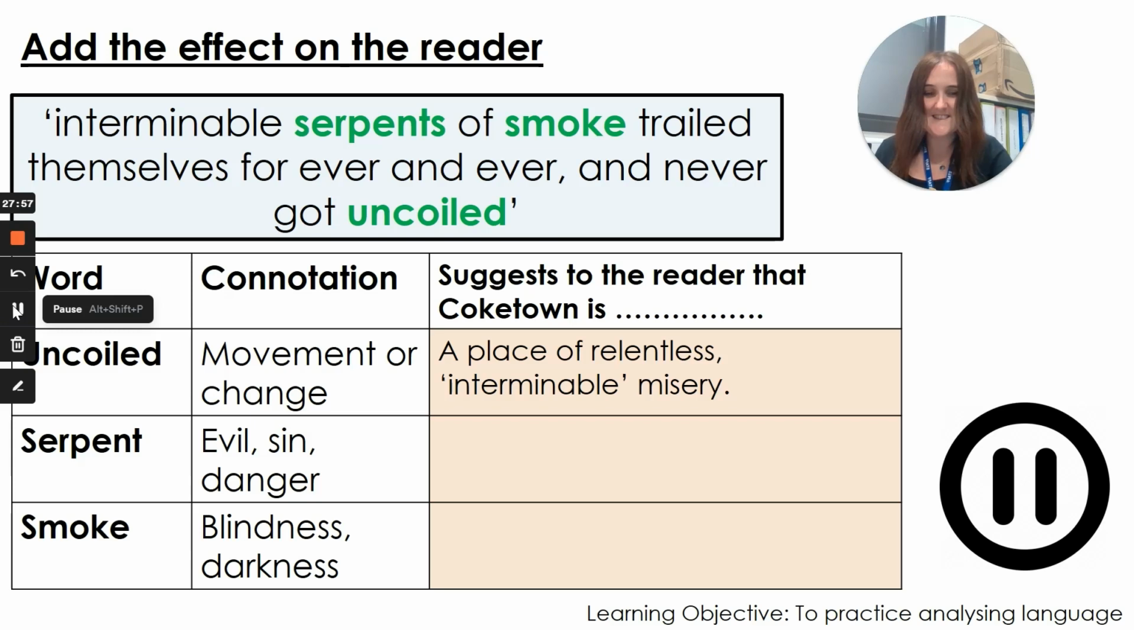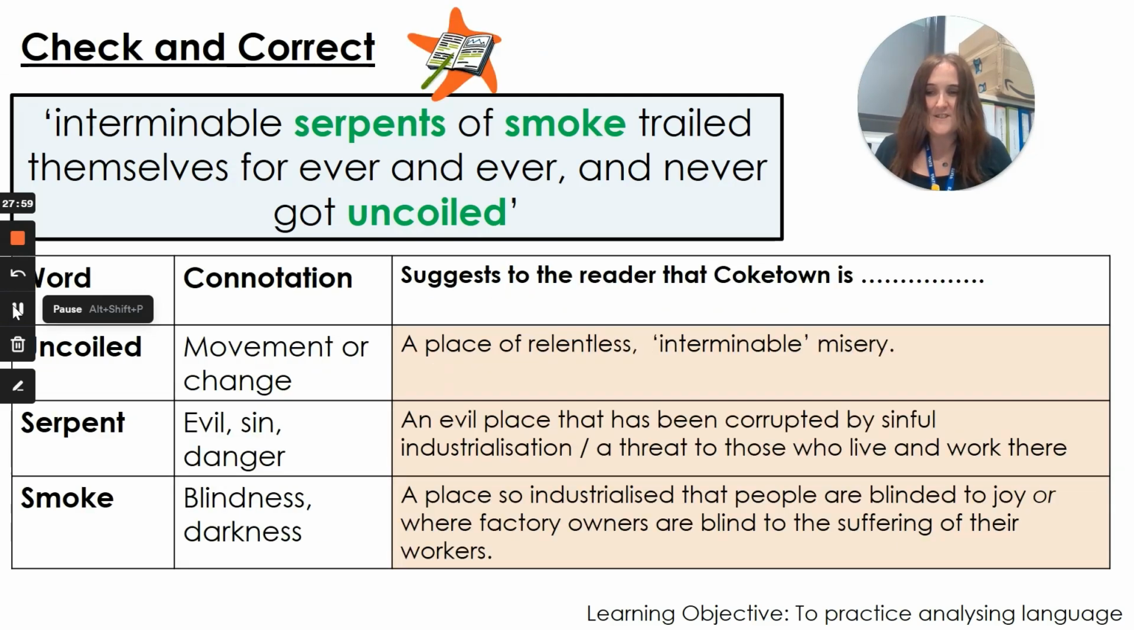Okay, ready to go through some answers? Here we go then. You, of course, would maybe have some slightly different answers, but definitely add to your notes or tick if you've got anything similar to mine. So a serpent, we've got that link with evil and with sin. So I would think it suggests that Coketown is an evil place. It's been corrupted by the sins of industrialization.